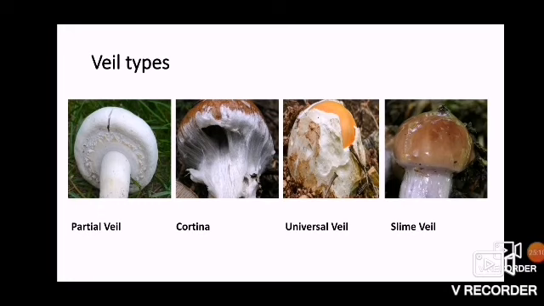And next to it, we have a universal veil. So a universal veil is a veil that covers the entire mushroom, almost like an egg. And then finally, we have a slime veil. So a slime veil is basically that. It's sort of this mucousy, sort of slimy coating that keeps the gills protected.